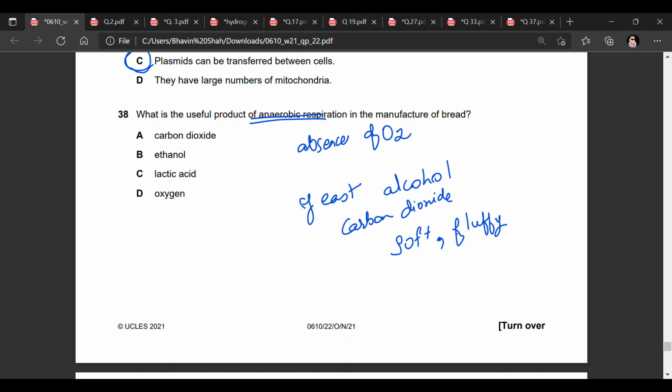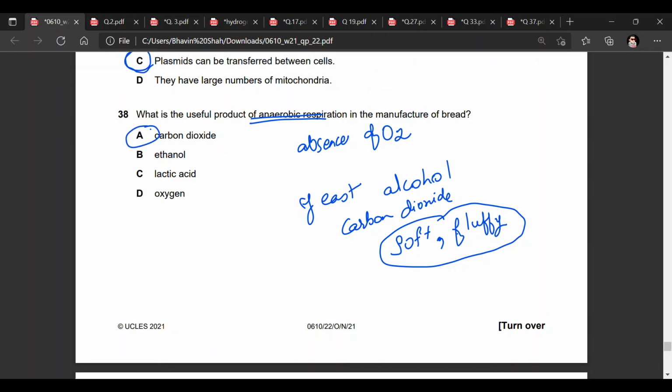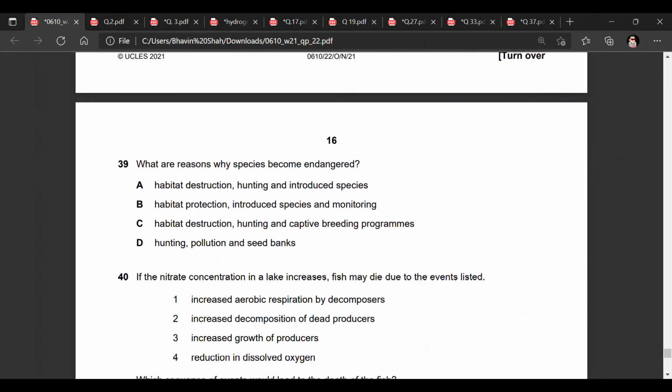It's not very soft. So if you are not on a specific weight loss diet or a low calorie diet and you prefer to eat the normal bread, in that condition we are looking at the option should be 38A, because ethanol is going to be evaporated. No doubt ethanol is also made, but it is going to be evaporated. So it does not really help anything in the bread, but we are looking at the carbon dioxide, very important for making it soft and fluffy.